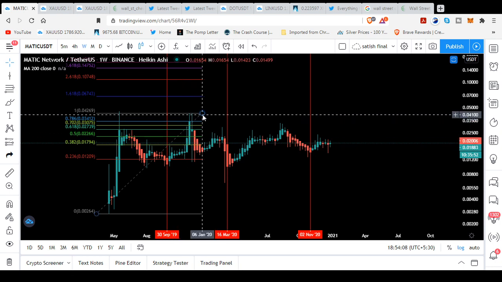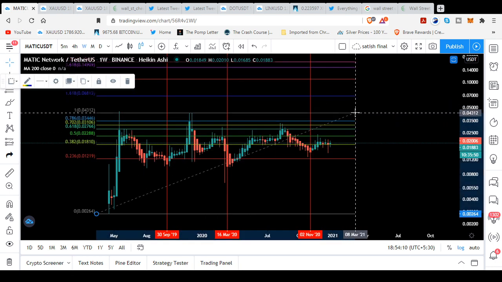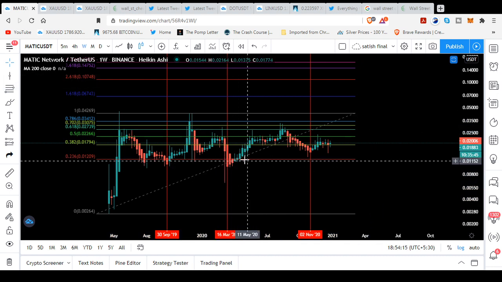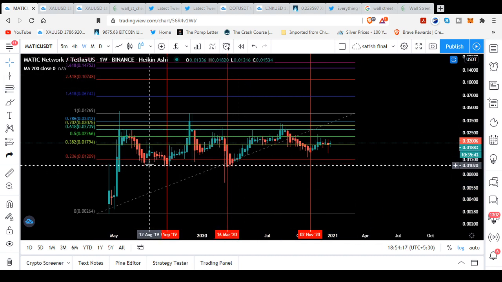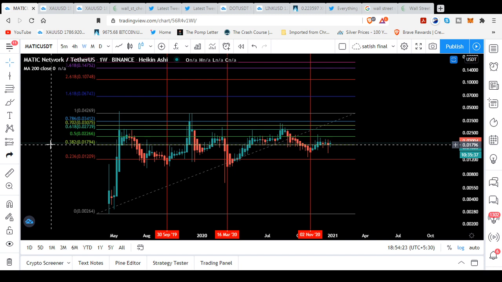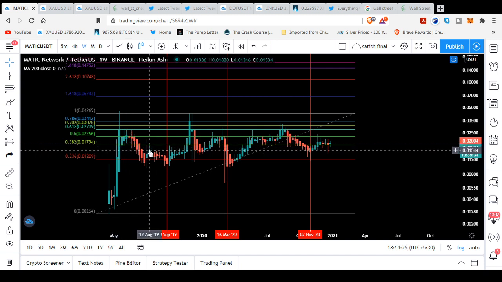Let me take a look at the entire thing. Okay, I have taken from here to here. If you observe this, the price has been ranging at this point, and the daily body close has not been done below this 0.236 level and 0.382 level. If you observe this here, it acts as a resistance.